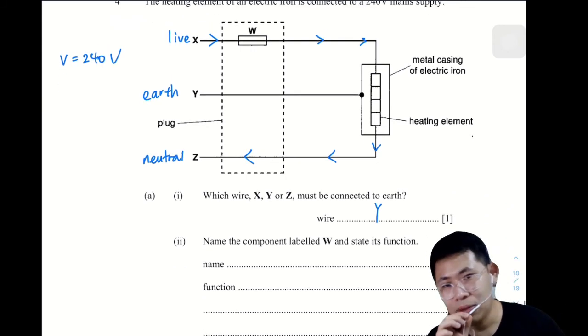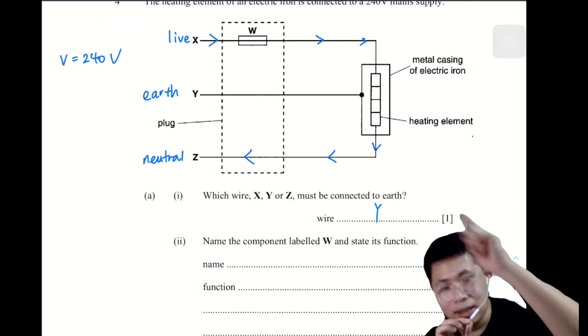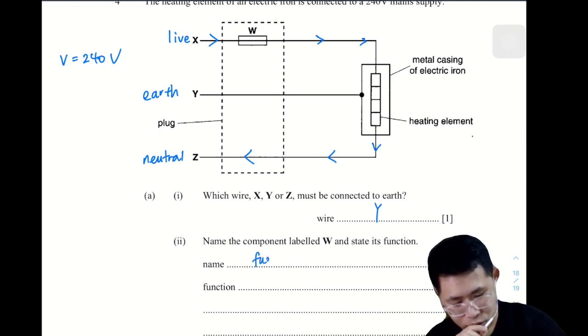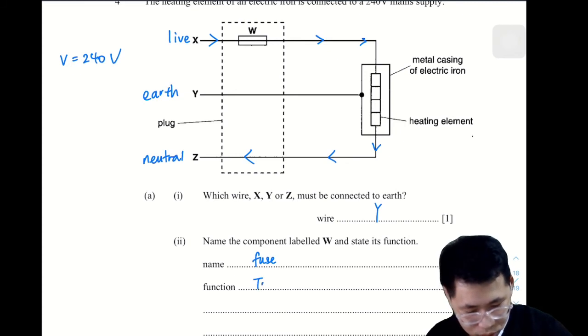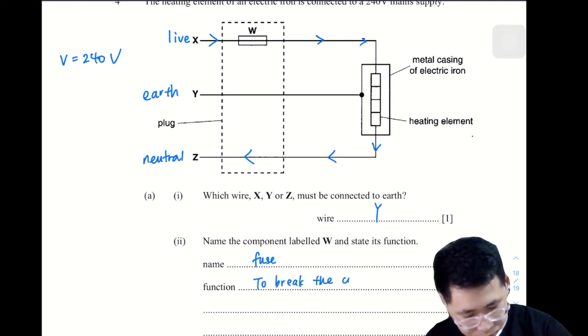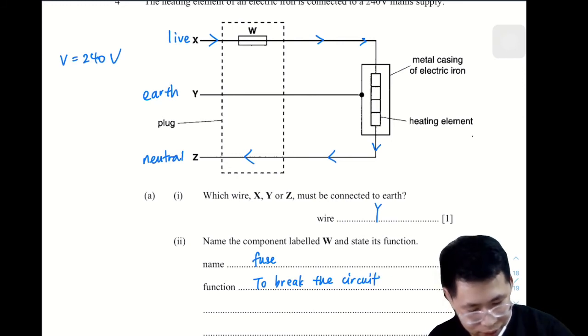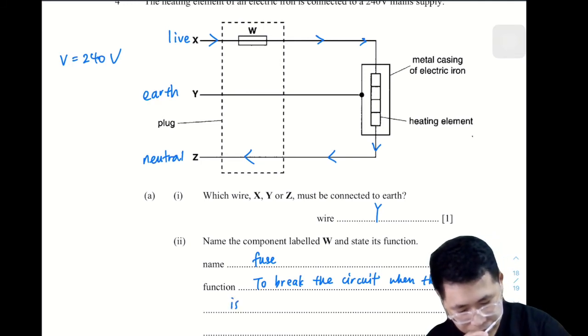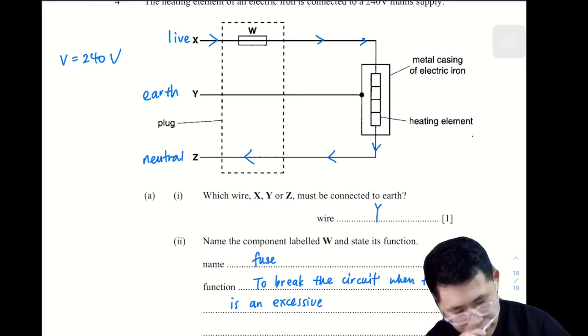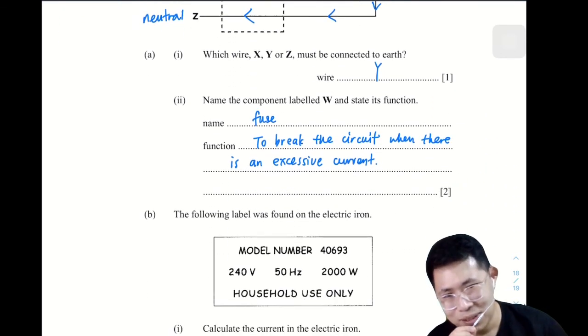Name the component labeled W and state the function. W mentioned up there is a fuse. What is the function of a fuse? Must remember, it is to break the circuit or to isolate the equipment when there is an excessive current. If you do a lot of past paper questions, you can see that this question keeps repeating.